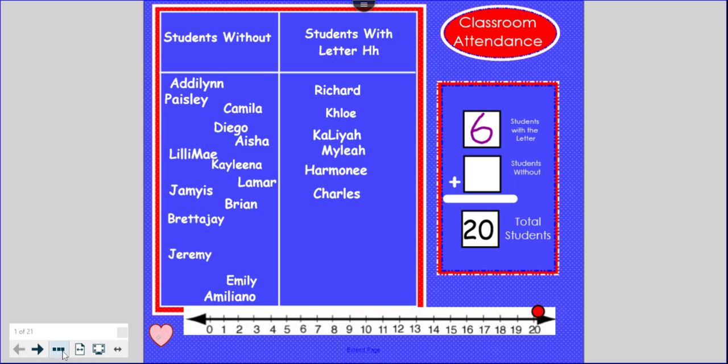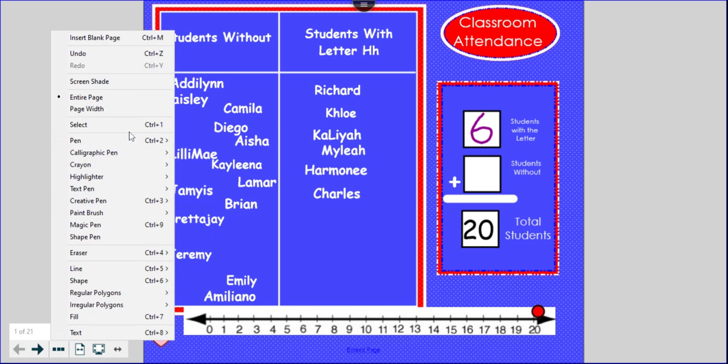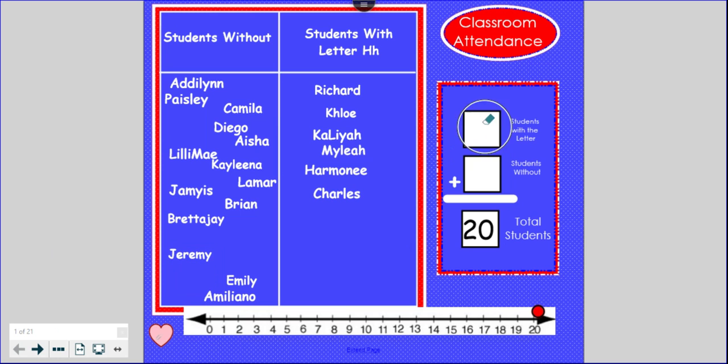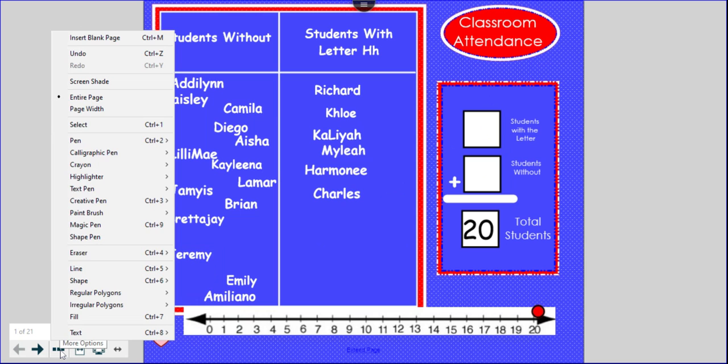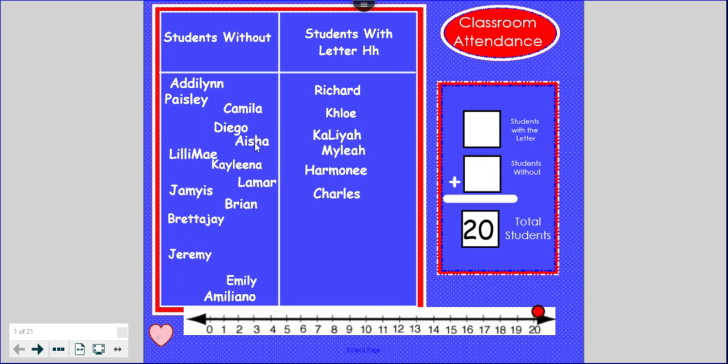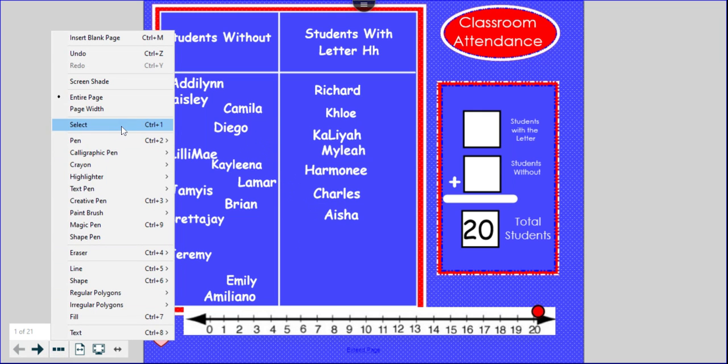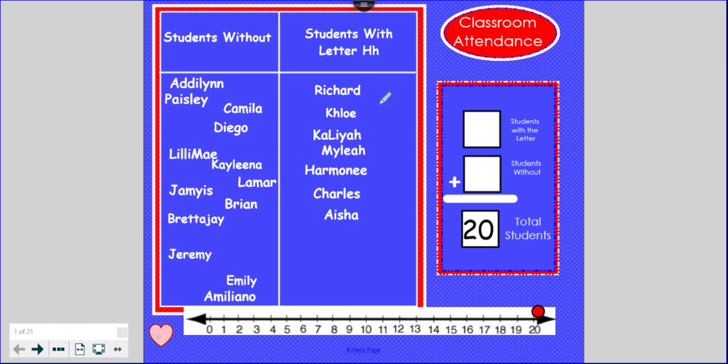Oh, guess what? I forgot one, friends. Just a second. We've got to erase that number 6. Mrs. Giffen made a mistake. I forgot about Aisha. Aisha has a letter H in her name. Just a moment. Let's move her on over. Oh my goodness, we've got to count again. 1, 2, 3, 4, 5, 6, 7. 7 friends have the letter H in their name. Let's fix our number sentence here. Will you write a 7 in the air with me?